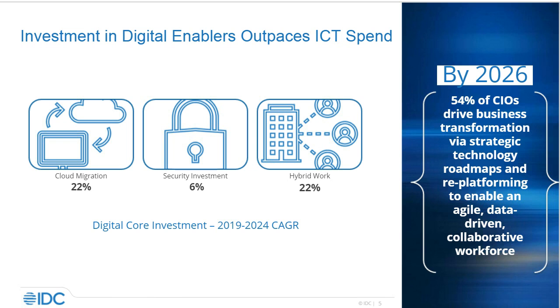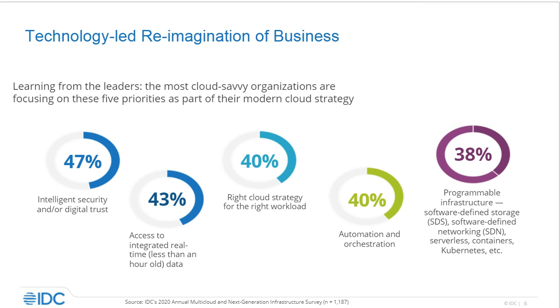So IDC predicts that by 2026, more than half of CIOs will drive business transformation via strategic technology roadmaps and replatforming their entire IT architecture to enable an agile, data-driven, collaborative workforce and enable faster and agile innovation. Companies are essentially going through this technology-led reimagination of their business. They're understanding the value of technology to meet their digital business outcomes.